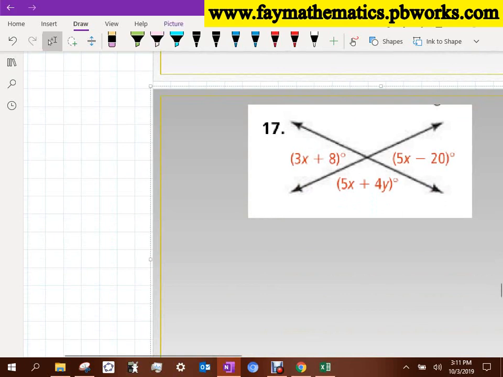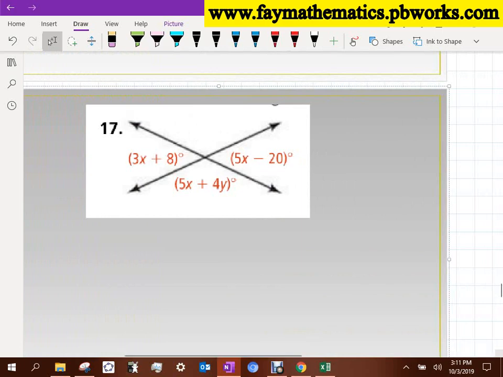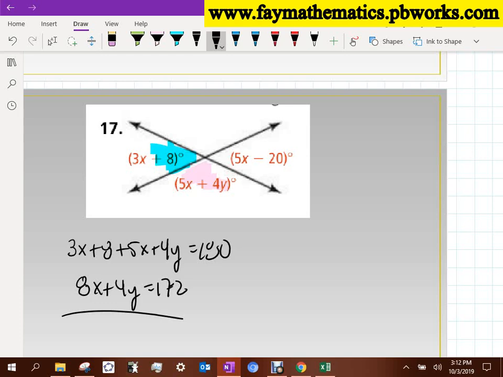I want to get to one like this real quick before the bell rings. We've got a lot of things going on here, right? You have a lot of relationships in this picture. What jumps off the page to most people, I think, because we've used it the most so far, is this: that angle and that angle. Does anybody see a relationship between those? Can I say 3x plus 8 plus 5x plus 4y equals 180? If I start combining like terms, I get 8x plus 4y equals 172. Does anybody know how I solve that equation?